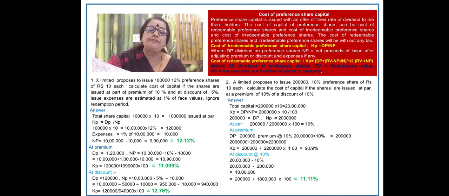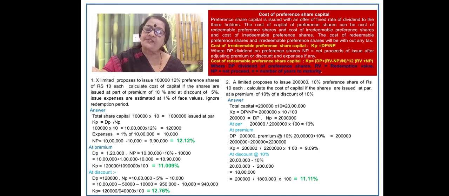That is, X Limited proposes to issue 1 lakh 12% preference shares of rupees 10 each. So 12% is the rate of dividend. Calculate cost of capital if the shares are issued at par, at premium of 10% and at discount of 5%. Issue expenses are estimated at 1% of face value. Ignore redemption period. It is irredeemable.